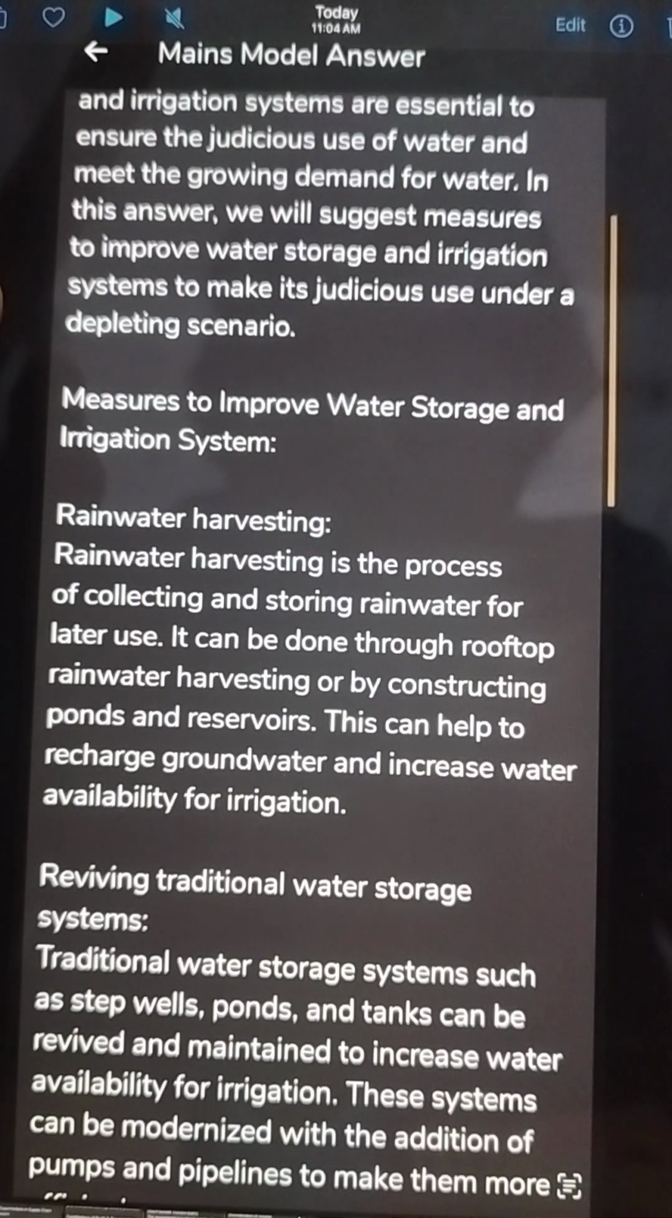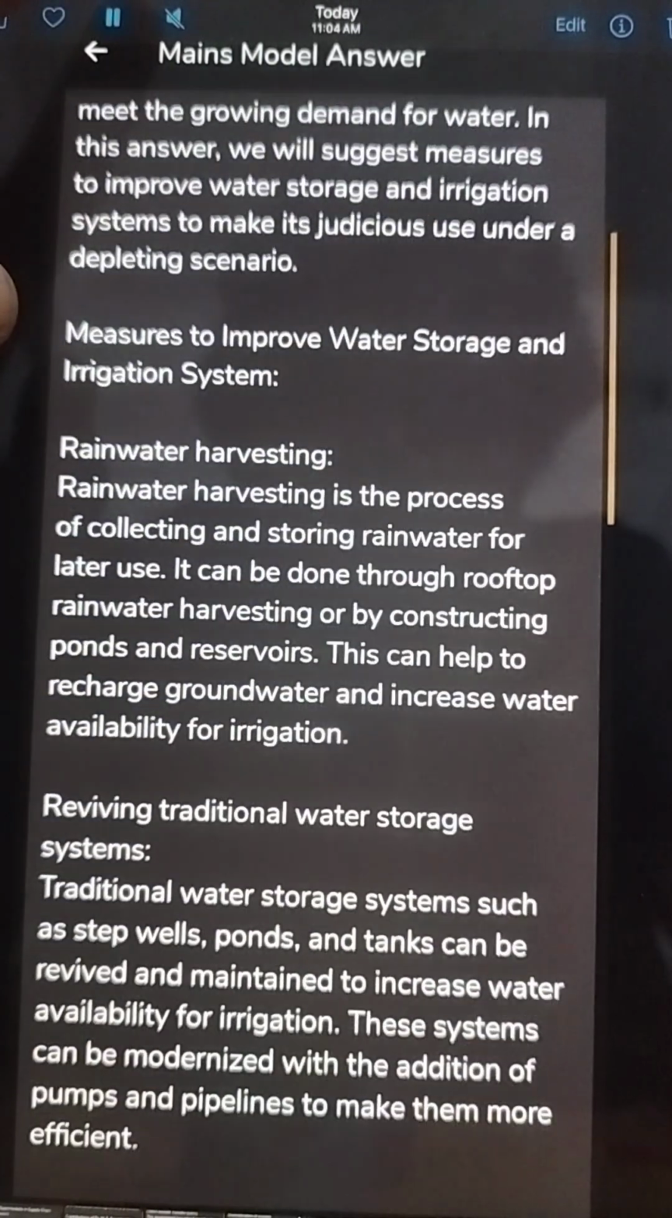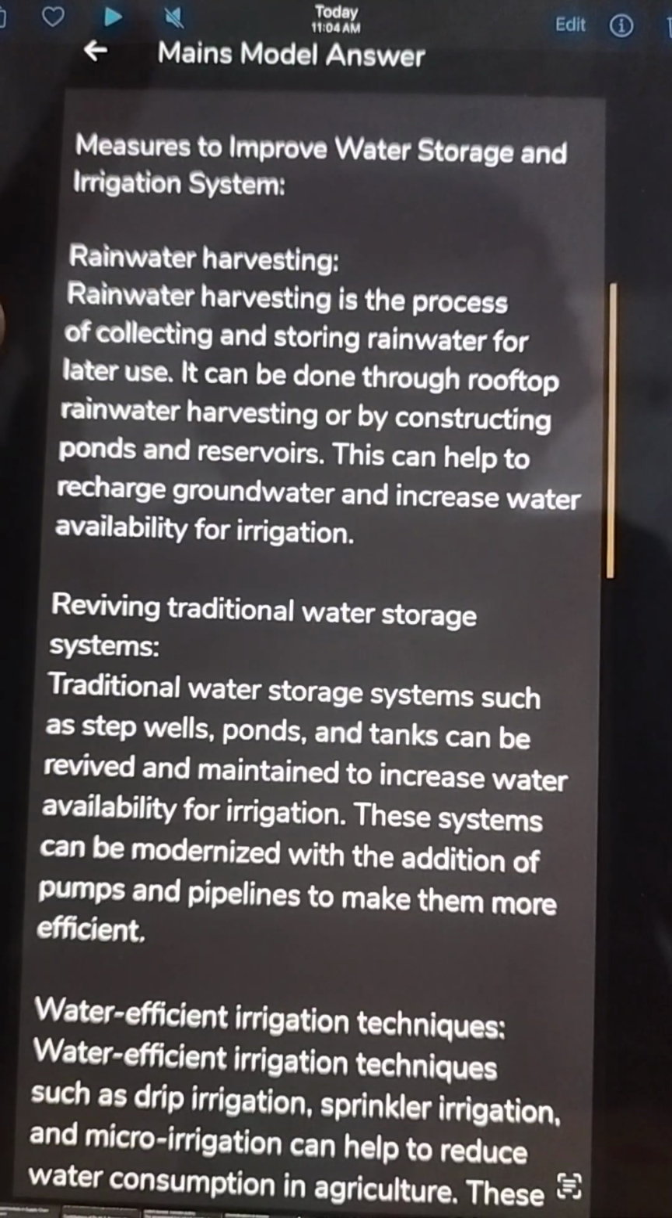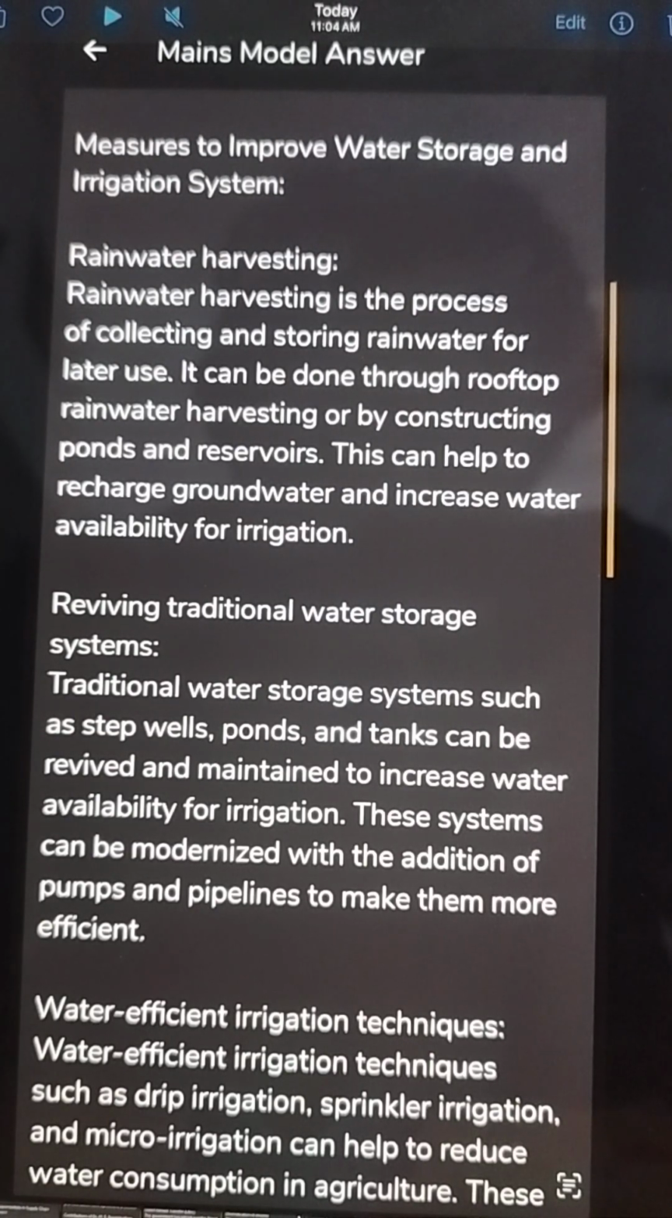Then comes reviving traditional water storage systems. Traditional water storage systems such as step wells, ponds, and tanks can be revived and maintained to increase water availability for irrigation. The systems can be modernized with the addition of pumps and pipelines to make them more efficient.